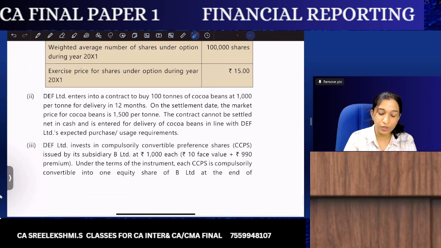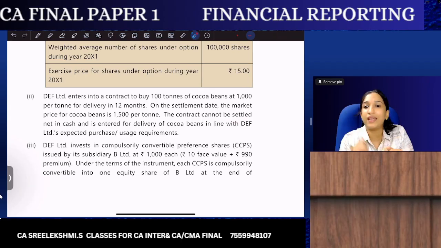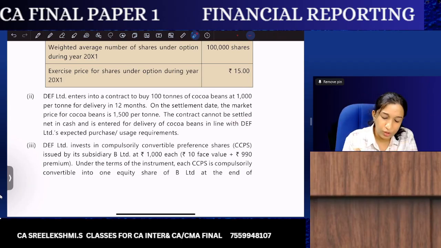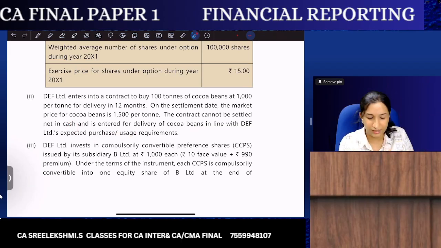DF Limited enters into a contract to buy 100 tons of cocoa beans at 1,000 per ton for delivery in 12 months. On the settlement date, the market price of cocoa beans is 1,500 per ton. The contract cannot be settled in cash. If you entered into a contract to buy or sell a non-financial item which can be net settled, Ind AS 109 will apply. Gross settled, it cannot be settled in cash. It requires delivery or settlement.